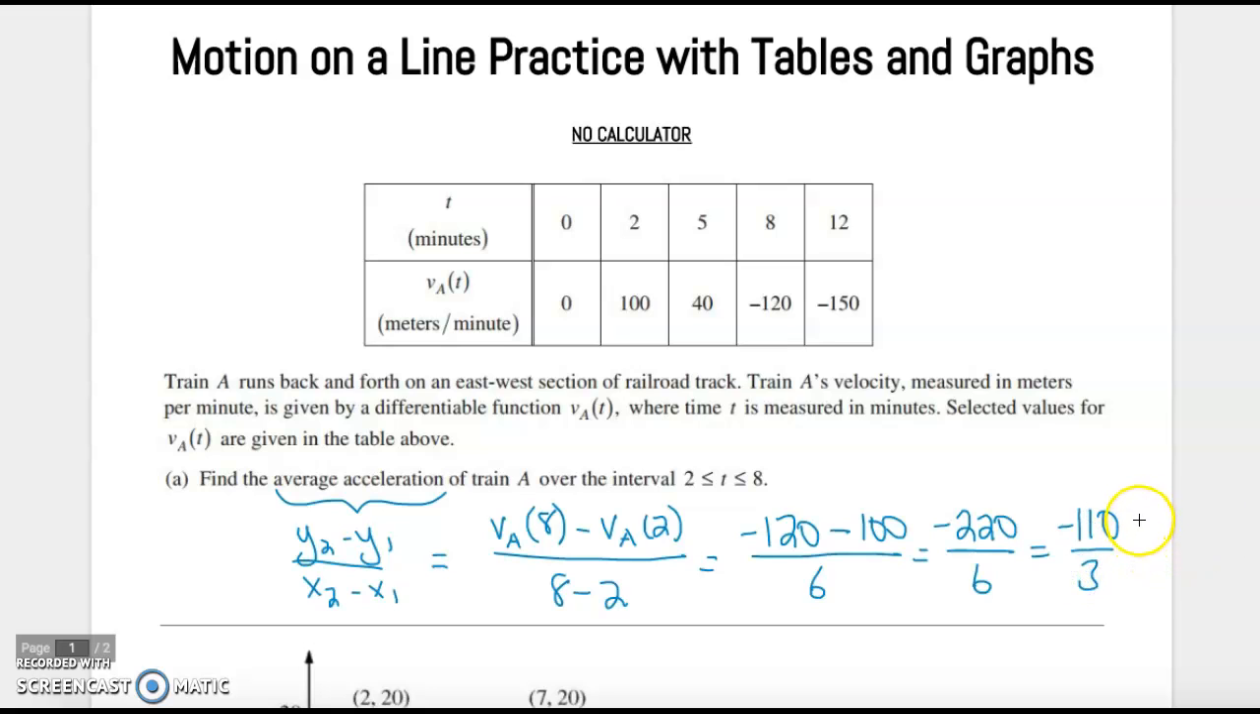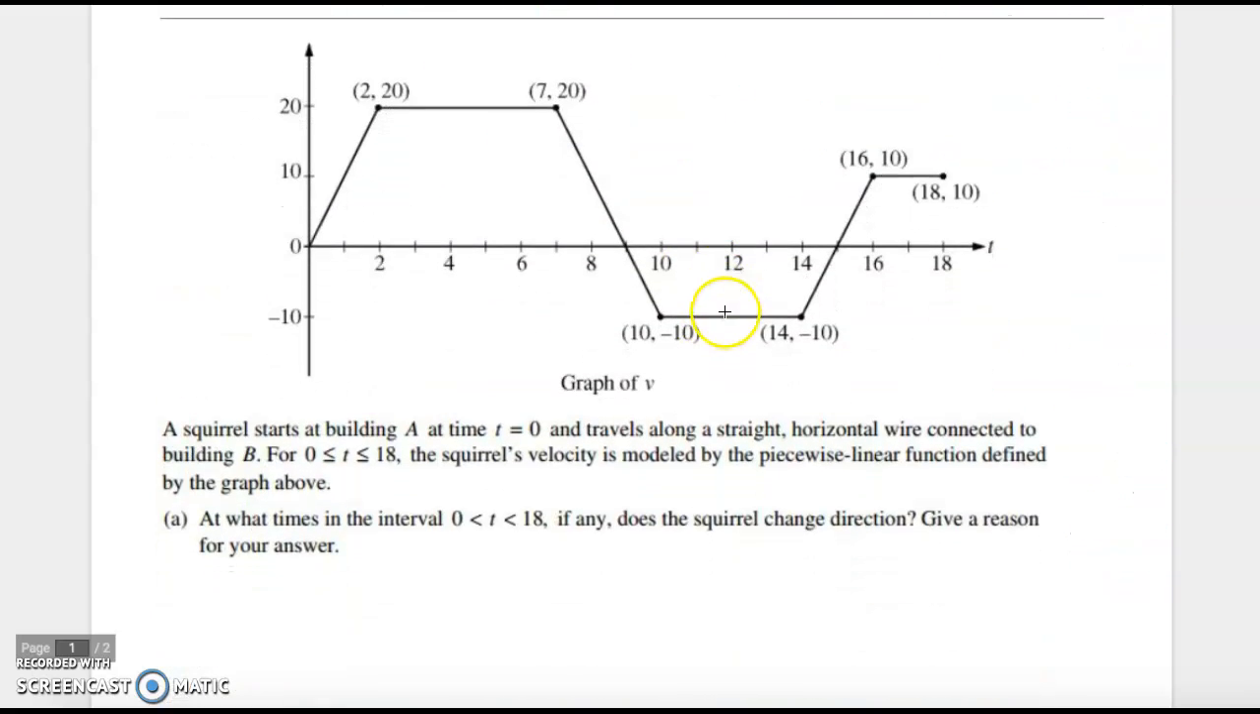Our units on that would be meters per minute squared, because I'm doing velocity, so meters per minute, divided by time, your dependent variable over your independent variable. And there you go. So that's finding average acceleration, and this isn't necessarily using a function, but it's using a table of values. All right, let's talk about this next problem.